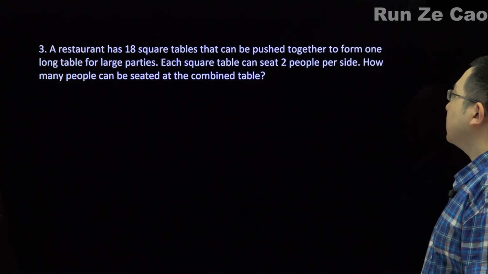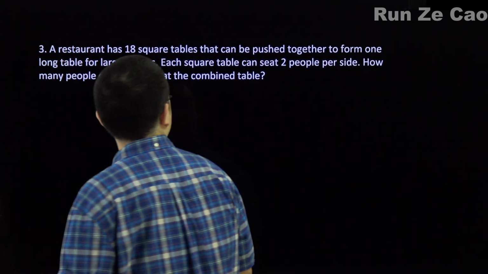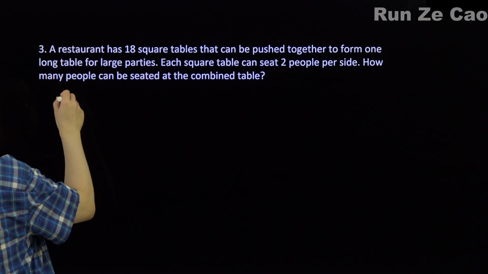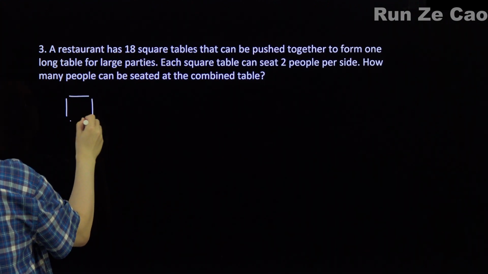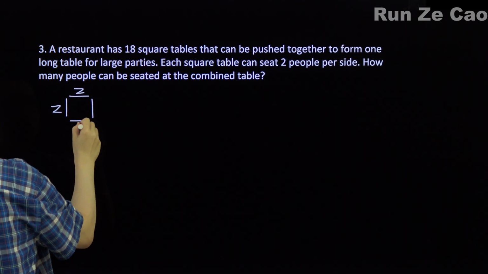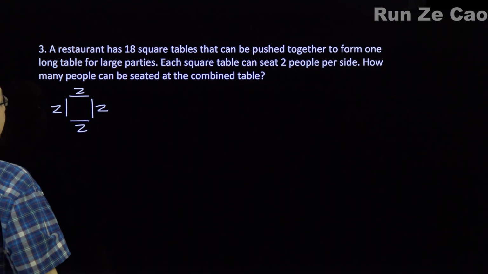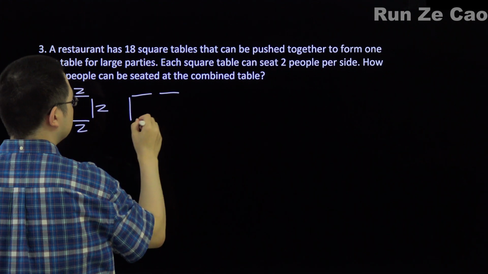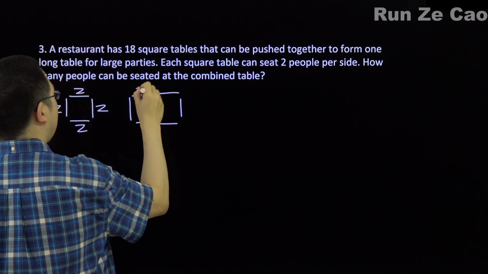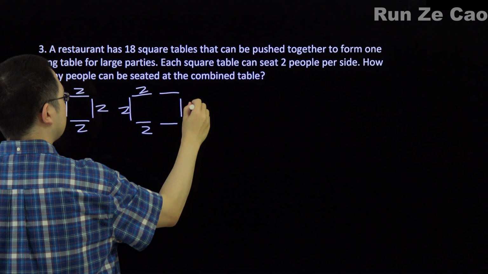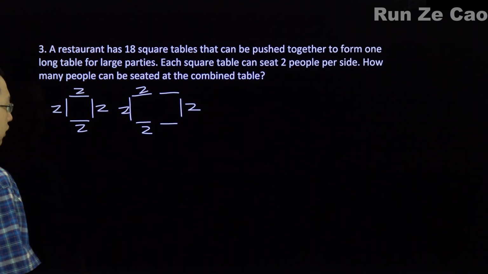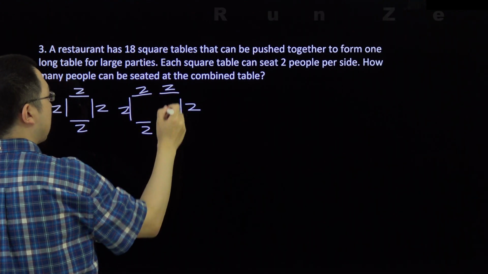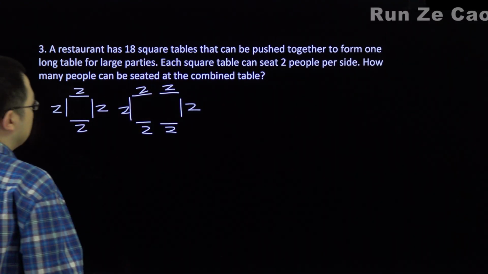A restaurant has 18 square tables that can be pushed together to form one long table for large parties. Each square table can seat 2 people per side, so you can think of it like this: 2, 2, 2, and 2. How many people can be seated at the combined table? Well, what happens if you add another table? Well, you have the same pairs of people at the ends, and you have 2 and 2, and now you added 4 seats.